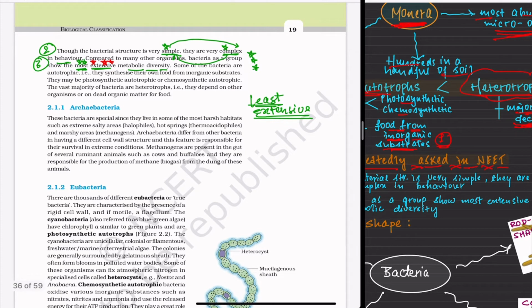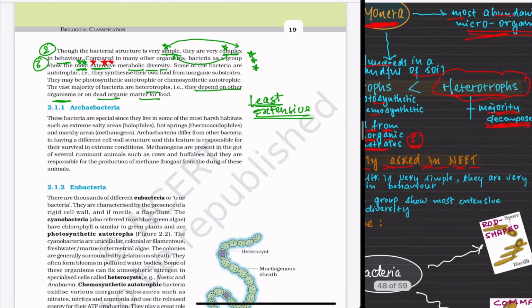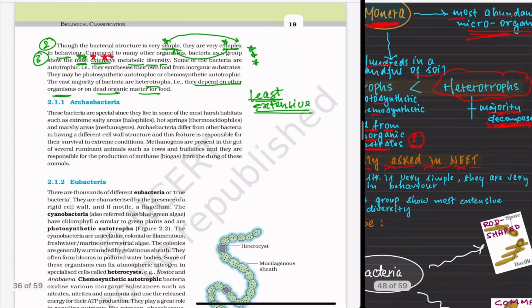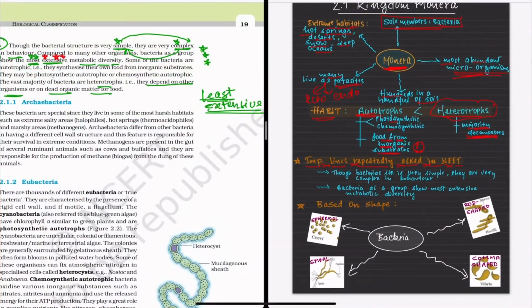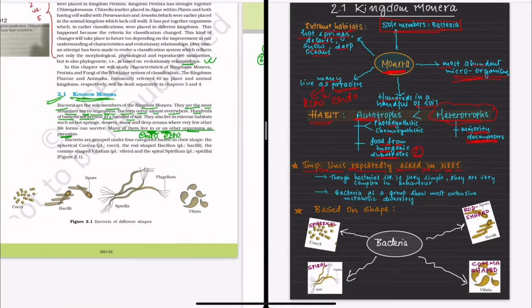You know the definition of heterotrophs. They depend on other organisms or on dead organic matter. They are decomposers. Now we come to archaebacteria. First of all, we discuss bacteria based on shapes. So this paragraph discusses bacteria based on shapes.